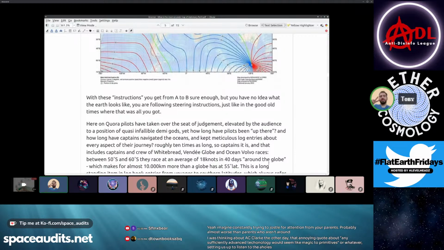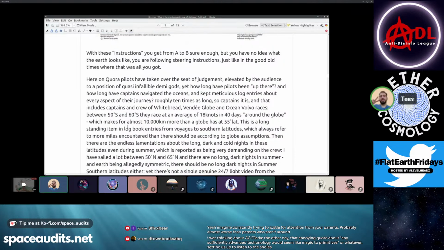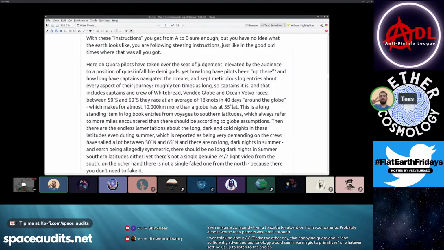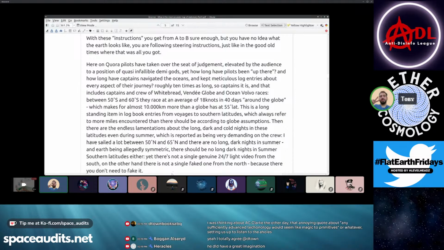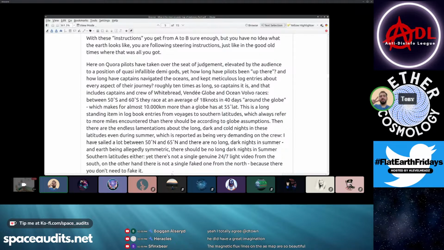So, captains it is, and that includes captains and crew of Vendée Globe and Ocean Volvo races. Between 50 degrees south and 60 degrees south, they race at an average of 18 knots in 40 days around the globe, quote unquote, which makes for almost 10 kilometers more. 10 kilometers? 10,000. 10,000 kilometers more than a globe has at 55 degrees latitude. This is a long standing item in logbook entries from voyages to southern latitudes, which always refer to more miles.